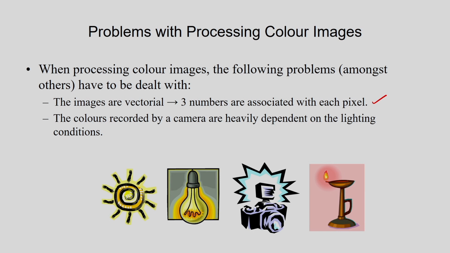The other point is that the colors recorded by a camera are heavily dependent on the lighting conditions. Here you can see the different lighting conditions. For different lighting conditions, the color will be different. My objective is to determine the actual surface color from the image color, because the camera gives me the images, but the actual surface color may be different from the image color, since image color depends on the lighting conditions. So what is the actual surface color, that I have to determine.